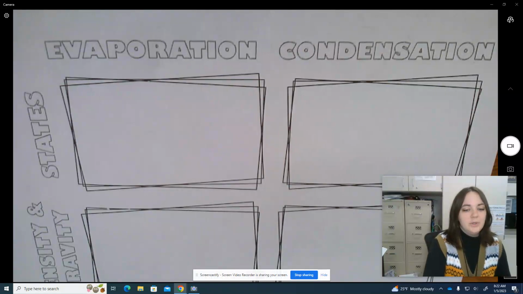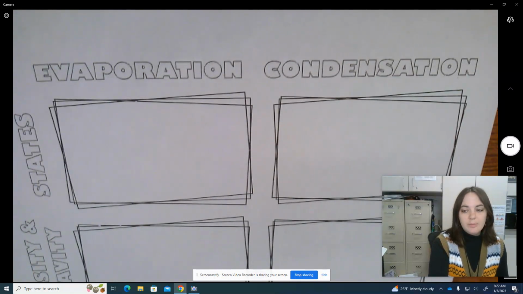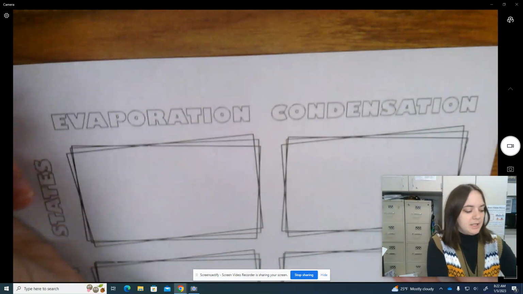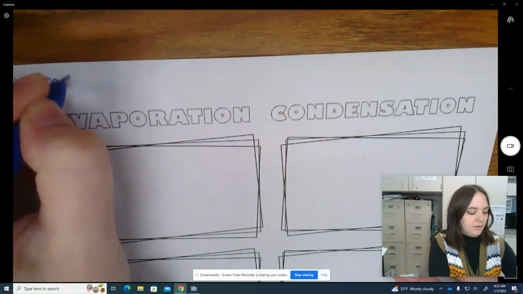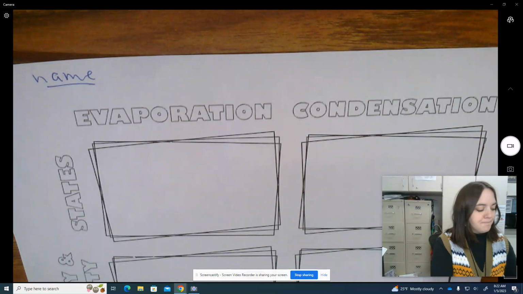This is lesson 2 in the water cycle module. For this lesson, you're going to need this paper. Looks like this right here. So go ahead and pause the video and get this paper from the supply shelf. Once you get your paper, go ahead and put your name at the top. Okay, put your name at the top because you will be turning this in.